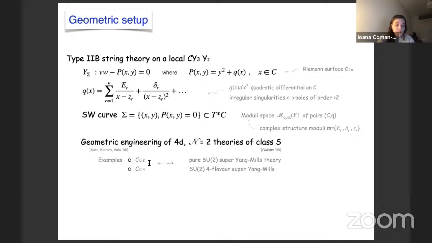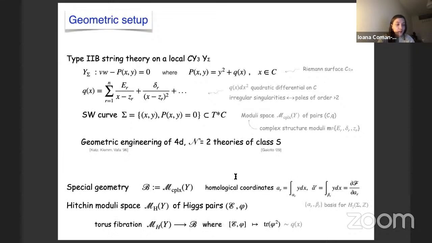In the first example, C is a cylinder with two mildly irregular singularities. And on the gauge theory side, this corresponds to pure SU(2) super Yang-Mills gauge theory. While in the second case, the surface C will be a four puncture sphere with regular singularities, which in class S corresponds to the SU(2) N_f = 4 flavor super Yang-Mills theory. So here including matter.